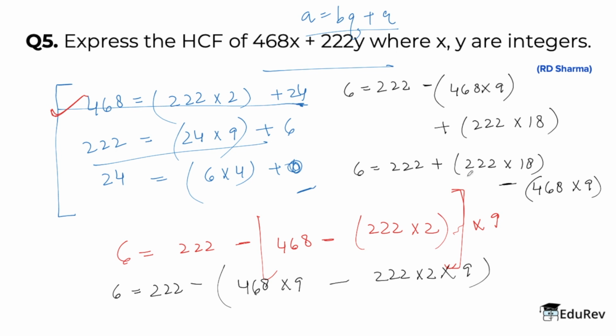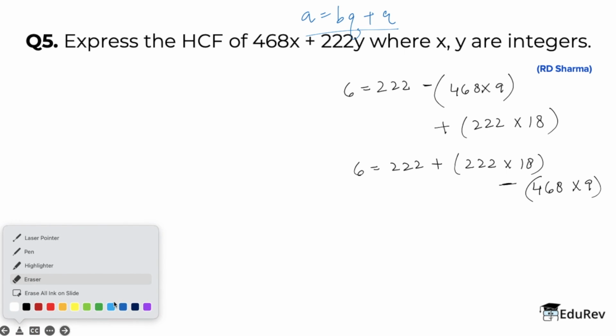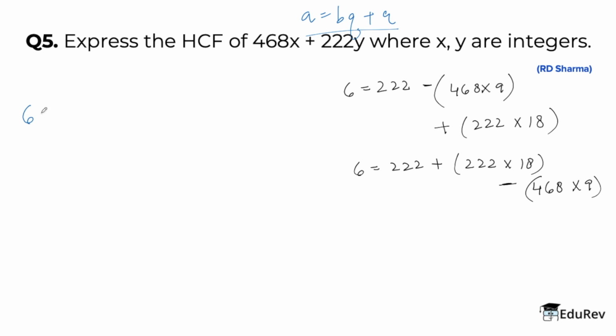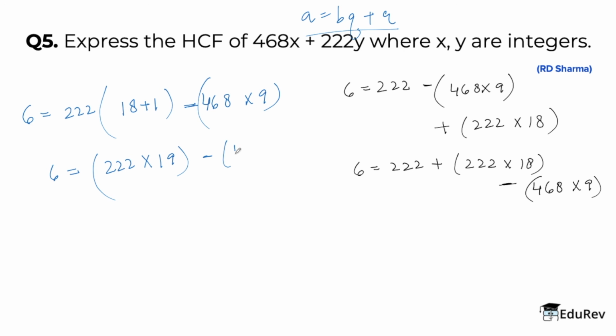Now we have 222, so I can further solve this and take this common. I'm just going to erase this. Okay, so we are going to further write it down now. It's going to be 6 equals to 222 is common, so it's going to be 18 plus 1, minus 468 into 9. Now 18 plus 1 is what? It's going to be 19. So it's going to be 222 into 19 minus 468 into 9.